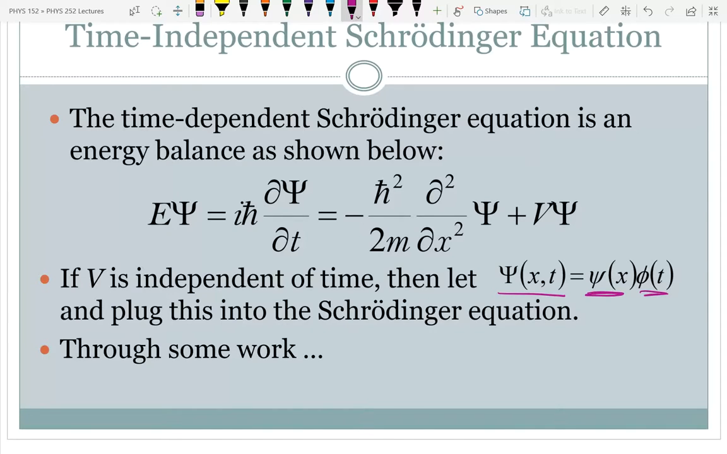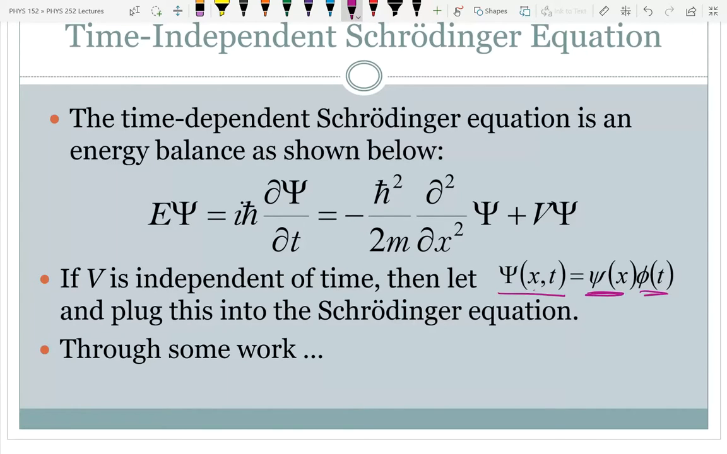Tricky enough, it took me a long time to realize the textbooks were doing that. When I was in college, all the way through, I never figured that out. So capital psi is a function of both position and time. Lowercase psi is only a function of position. And we're saying, let's see if it works out to say that our wave function, which is a function of position and time, can be separated into a function of position multiplied by a function of time. So we're going to test that. We're going to try and see if it works.